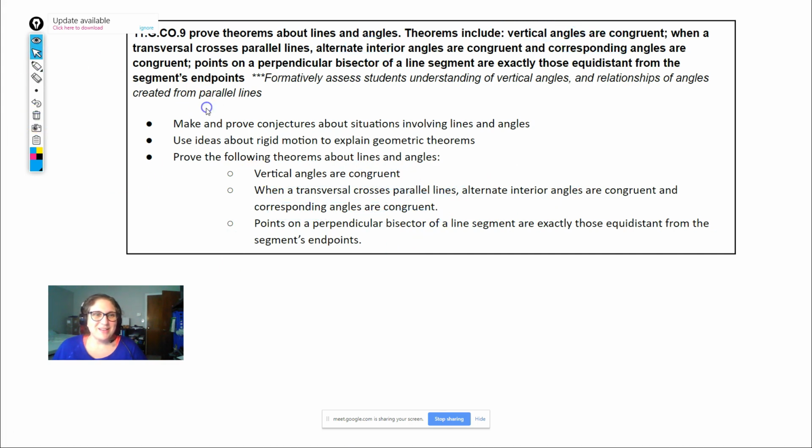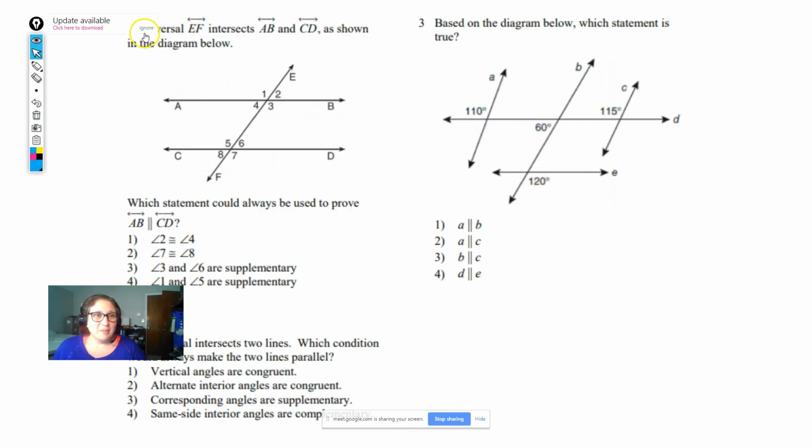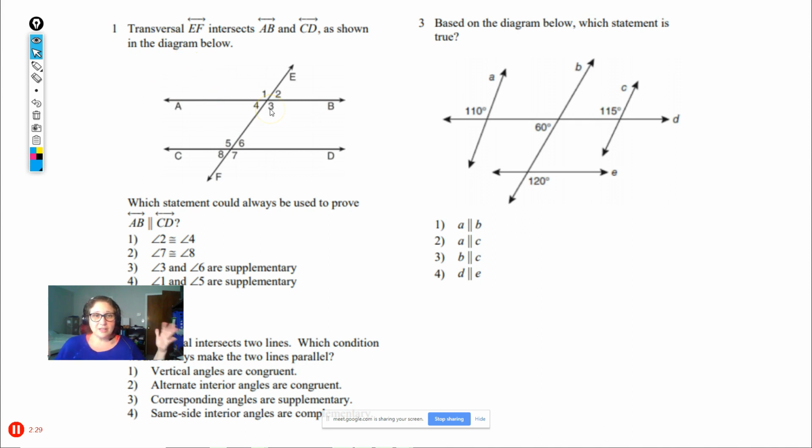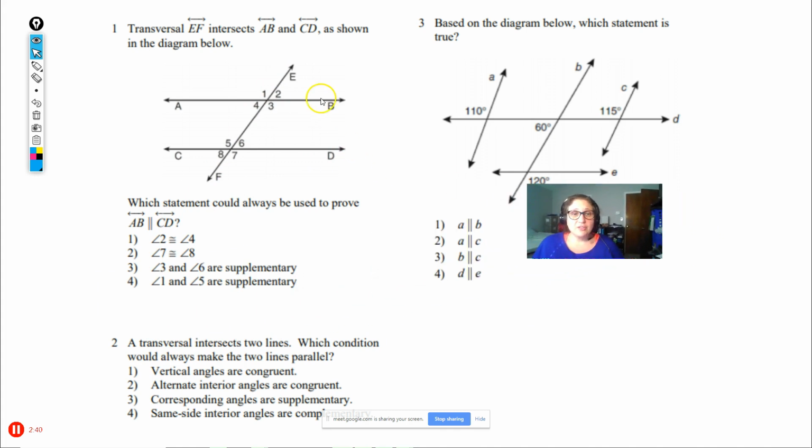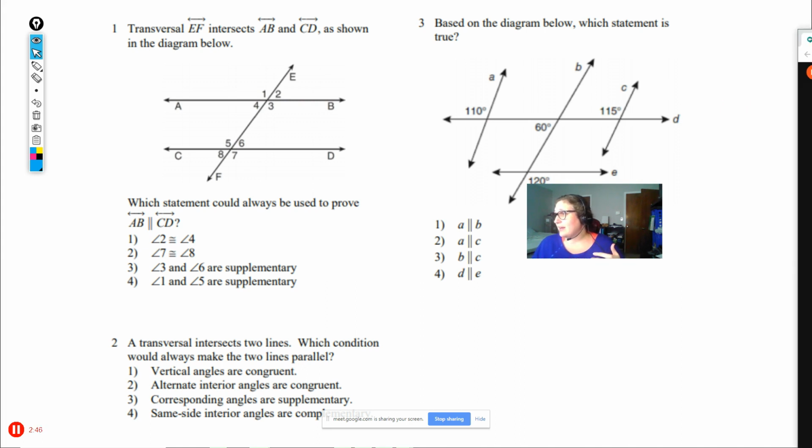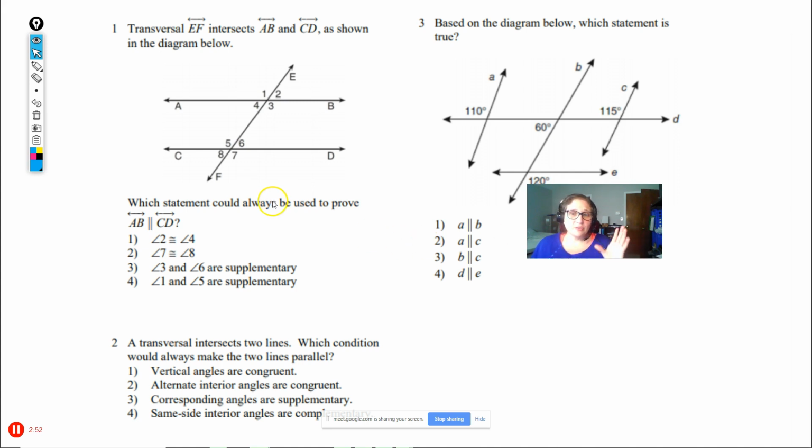So let's look at some questions. It says transversal EF intersects line AB and line CD as shown in this diagram. What could we do to prove that these two lines are parallel? I'm going to have you get into chat and tell me what you would pick for this one. Which of those angles will tell you that you have parallel lines?